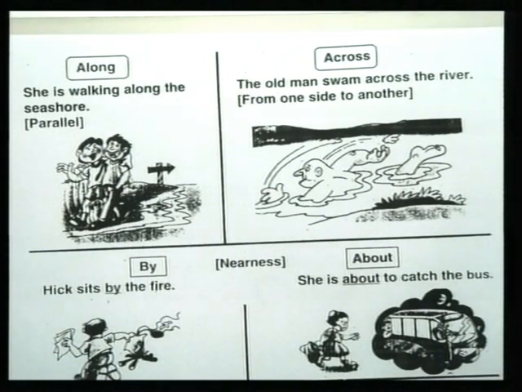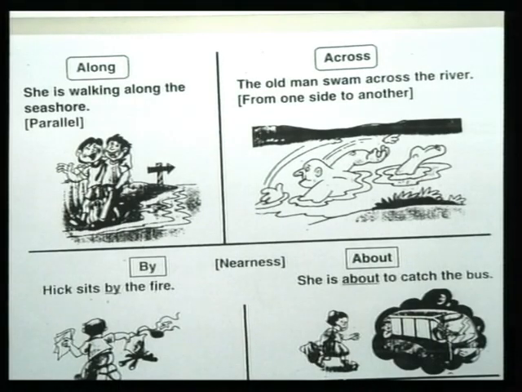Now, next is across. The old man swam across the river. Means from one side to the other. It is very difficult to cross the river, but I think you can also add Geeta swam across the pool. That is quite fine.